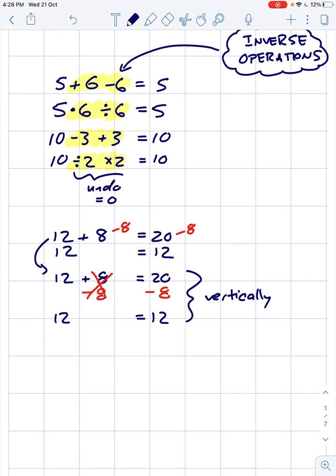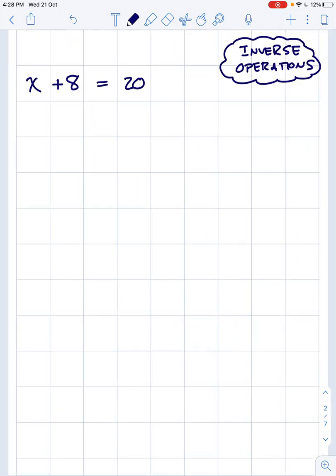Okay, so now that we've talked about that a little bit without variables, let's throw in a few problems that do have variables. So x plus 8 equals 20. Take a moment. What's the answer to that? All right. If you said x is equal to 12, you got it right. Okay, good job. You solved your equation.